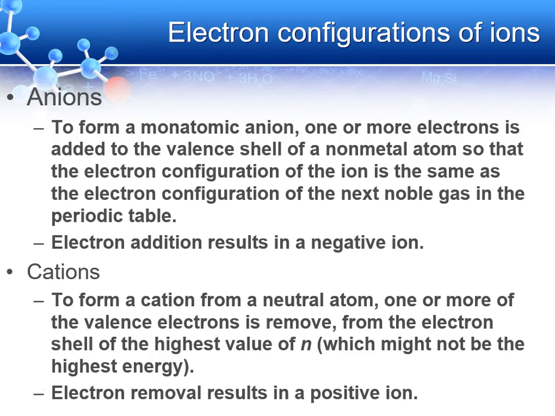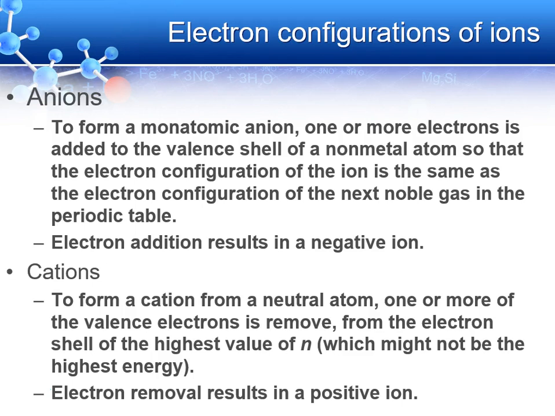So first of all, you already know from our earlier work that anions have negative charges, and we obtain anions by adding electrons. So we add one or more electrons, and the number of electrons we add will be determined by the electron configuration of the next noble gas in the periodic table. So in the past you had to memorize this, but now you don't. You can figure this out by looking at the position of the element in the periodic table and trying to see which next noble gas there is.